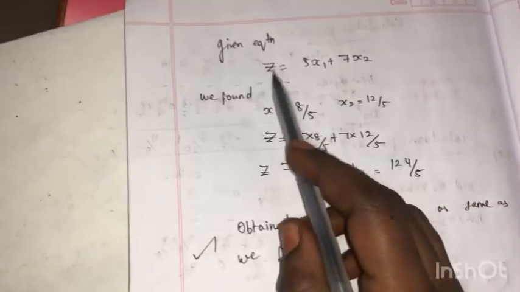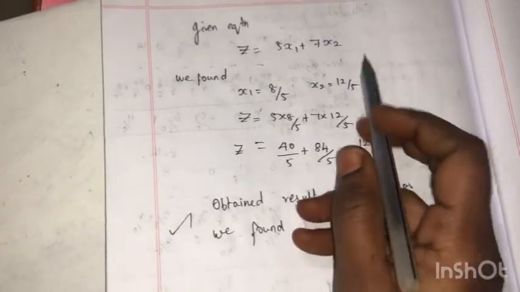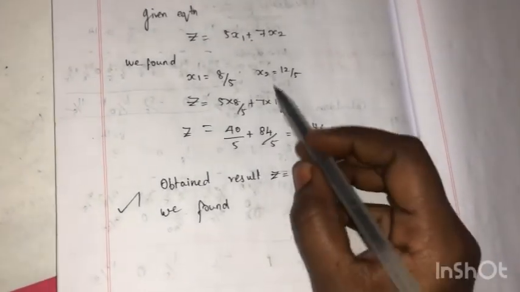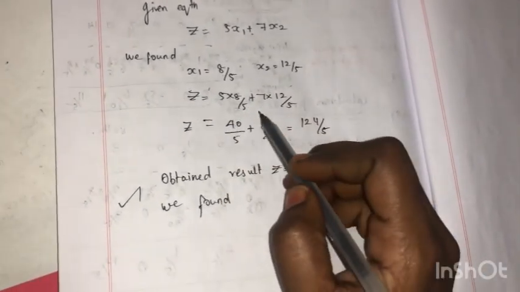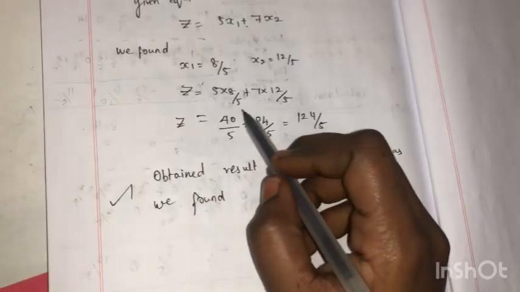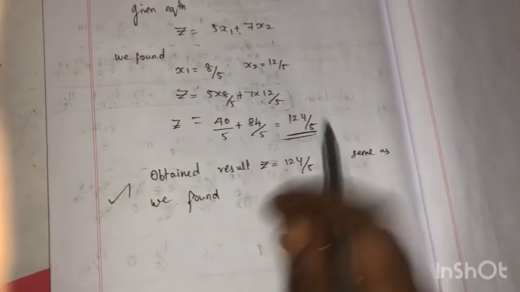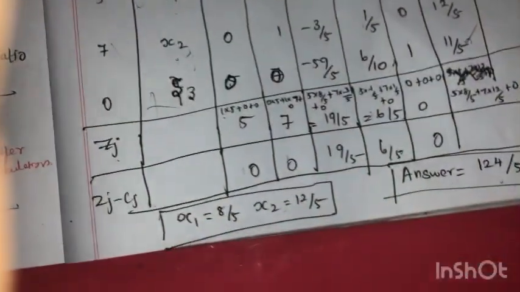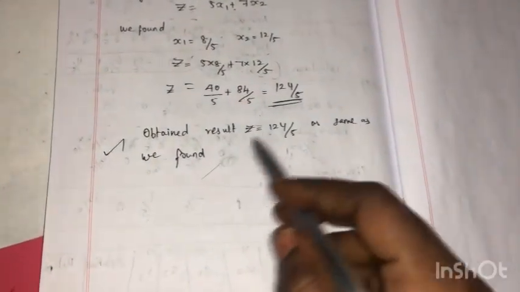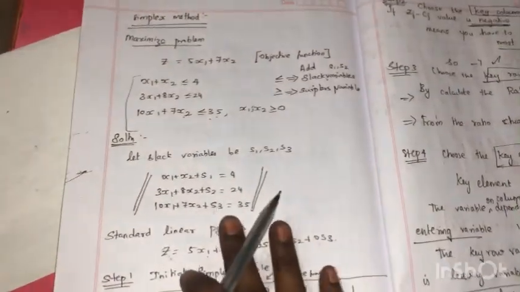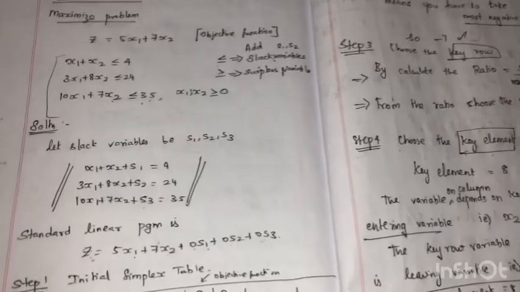Just cross check. Substitute the given values in your objective function and cross check the result. If you substitute z is equal to 5x1 plus 7x2, with x1 as 8 by 5 and x2 as 12 by 5, you get the same 124 by 5 as in the table. So both values matched. The obtained result is the same as we found. Thus the simplex method is verified. This method is only for the maximization problem. Thank you.